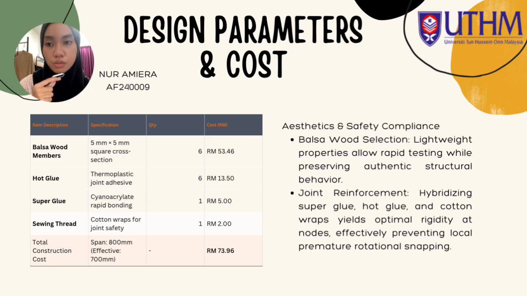For joint reinforcement, the joints were strengthened using a combination of super glue, hot glue gun, and also the quarter wrap. This method helps to make the connection stronger and more rigid by reducing the chance of the joint breaking or rotating when the load is applied.